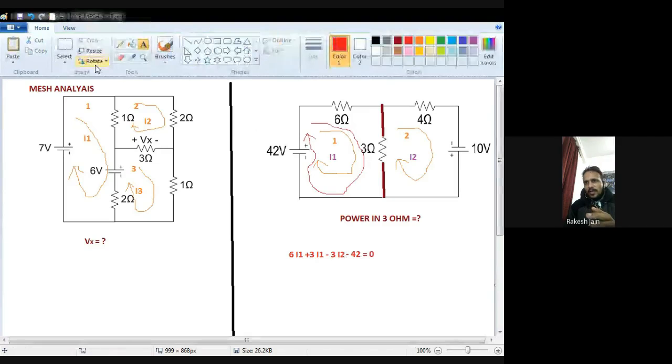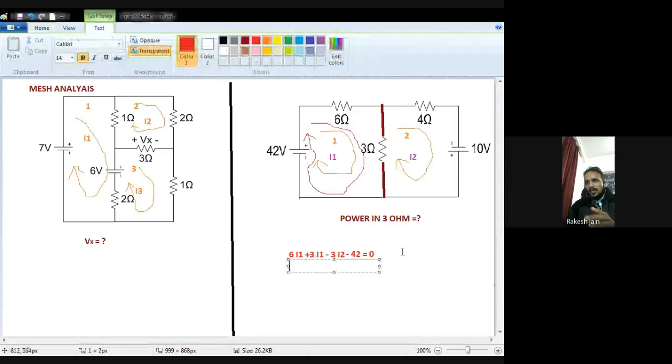We can simplify: 6I1 plus 3I1, that is 9I1. So 6 plus 3, that is 9I1, minus 3I2, that is equal to 42. Okay, this is my first equation.